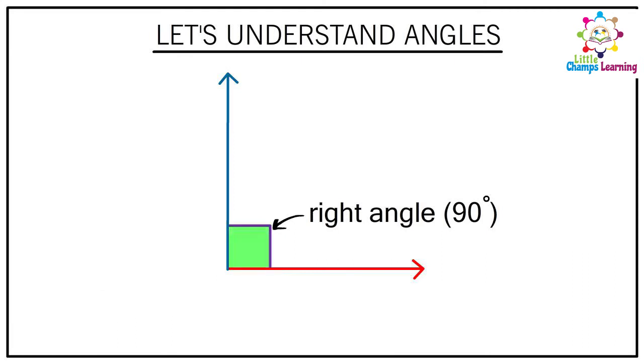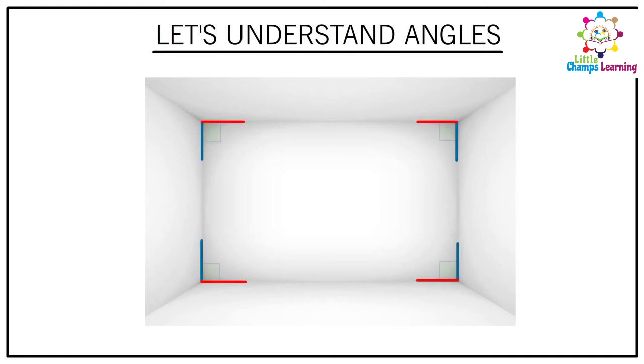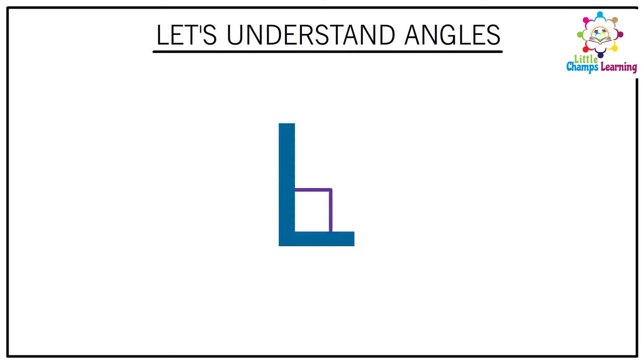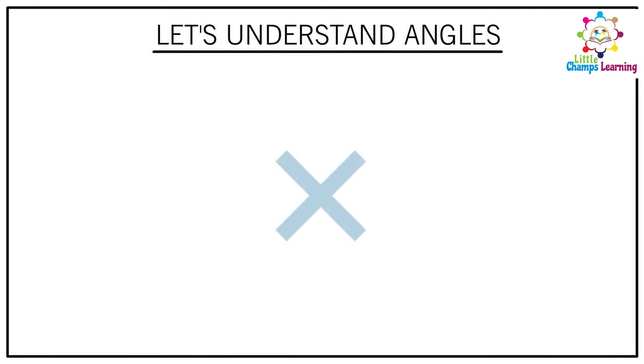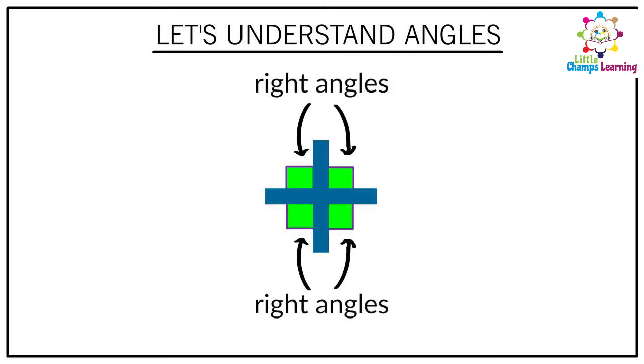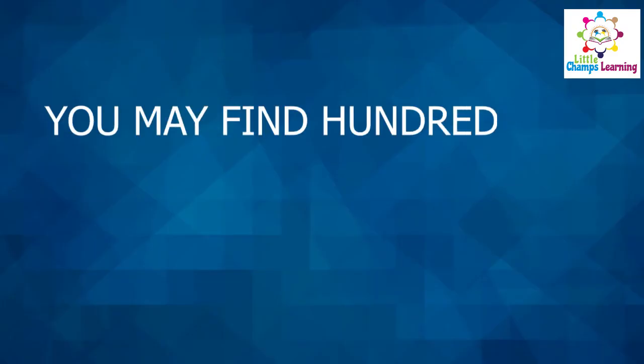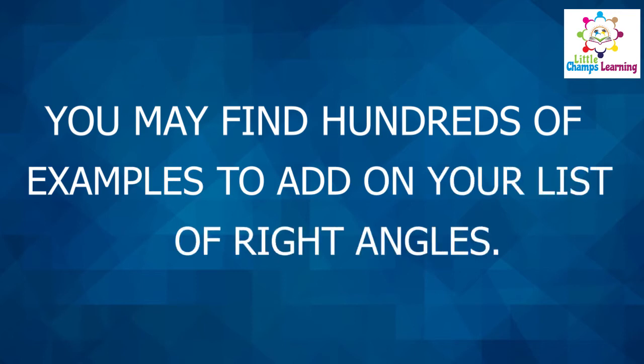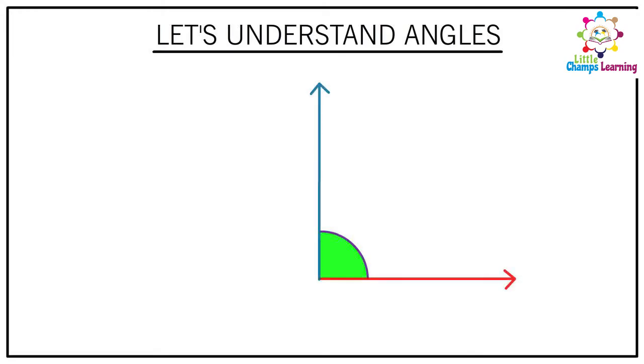If you notice carefully, you will find a corner of a room makes a right angle. One good example of a right angle is the letter L. The crossroad too will surely remind you of right angles. You just need to look around, and you may find hundreds of examples to add on to your list of right angles. Moving on, let's rotate the blue ray past 90 degrees.